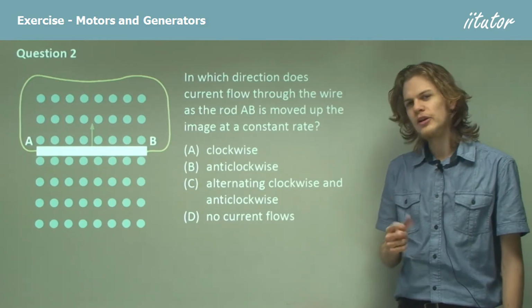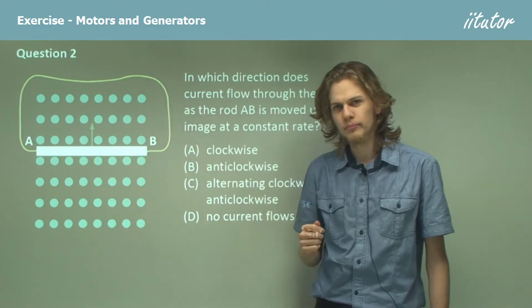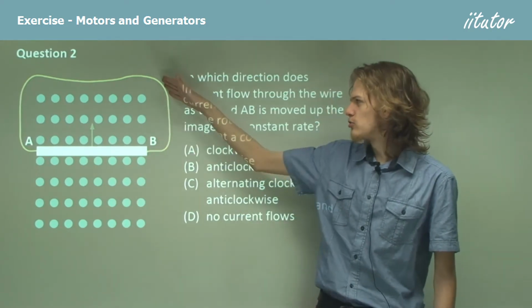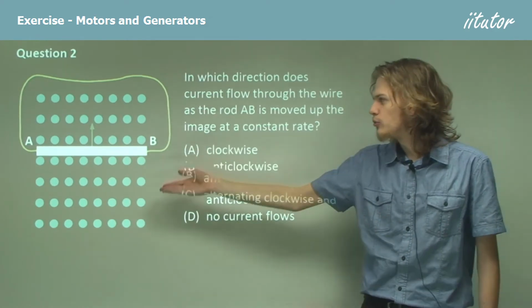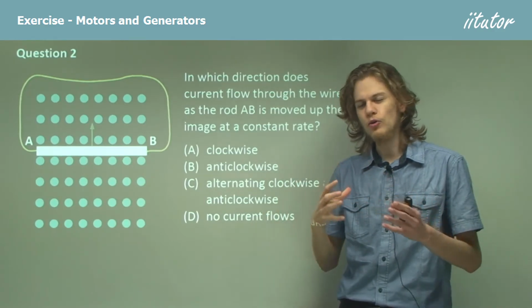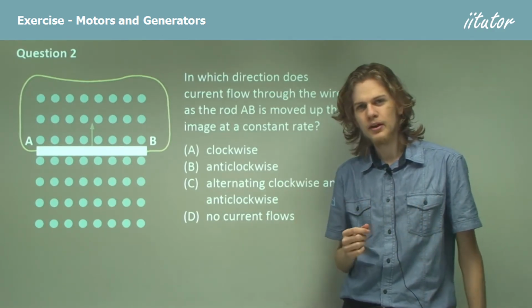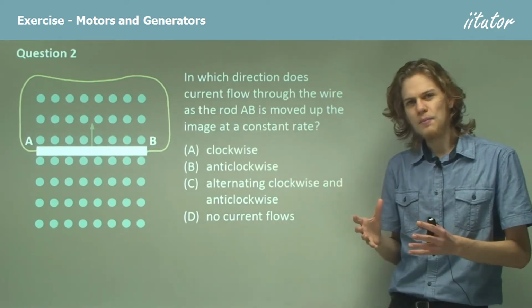So to answer this question, we need to look at what's happening to the magnetic field inside the loop, right? Now, the top of this loop is not inside the magnetic field. That means that when this rod is moving upward, the amount of field enclosed by the loop starts decreasing. Now, the loop doesn't really want this to happen.